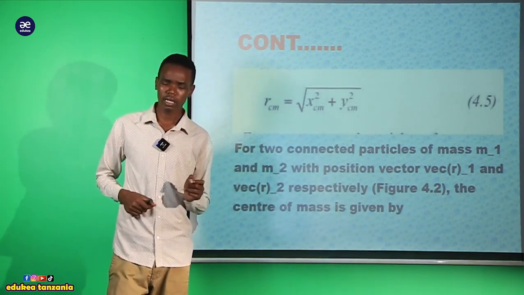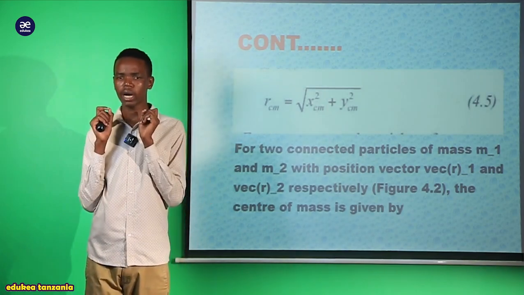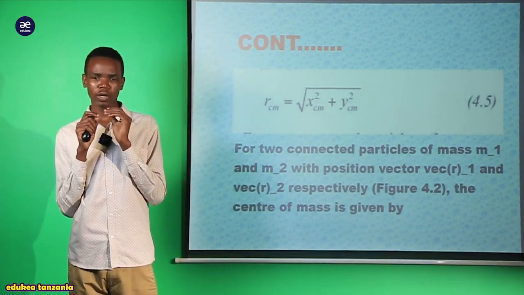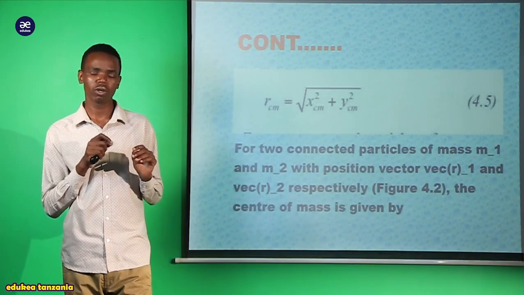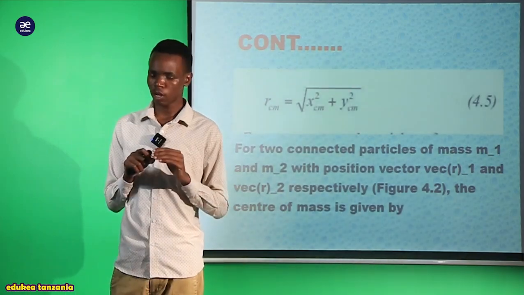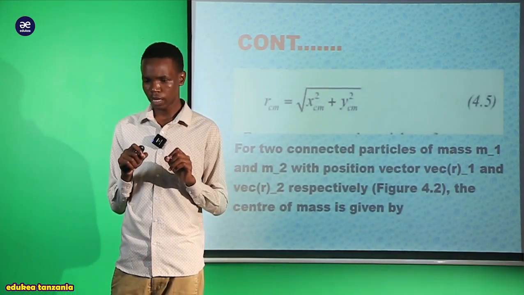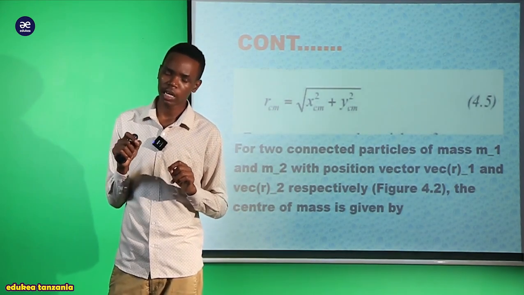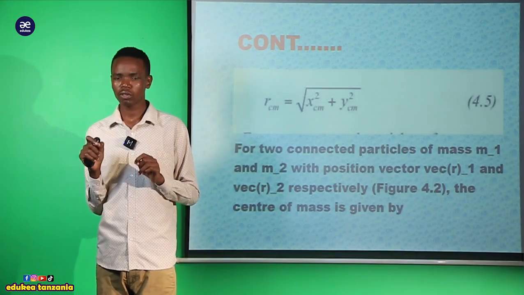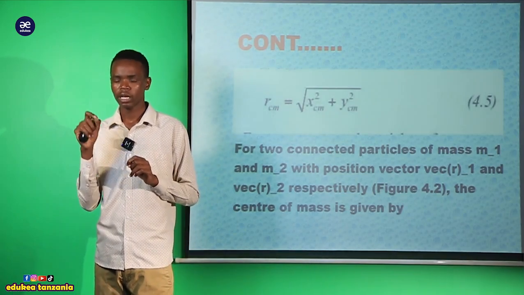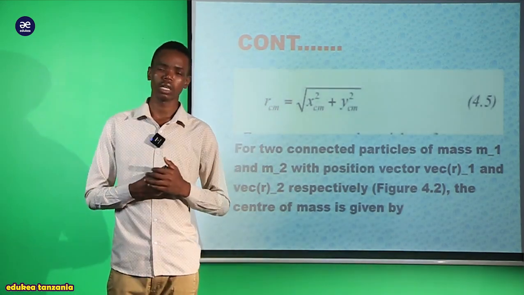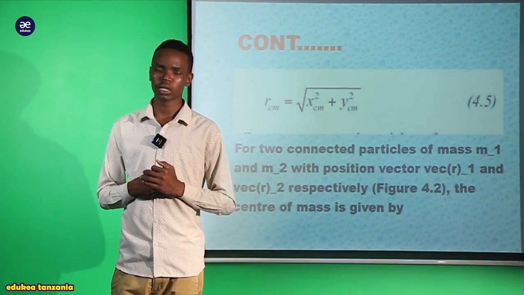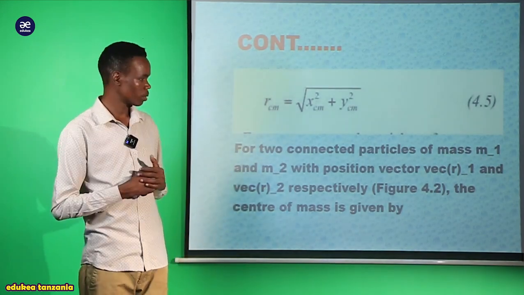So the distance to the center of mass, if we have two dimensions, must be equal to the radical of the x coordinate of the center of mass squared, then we add the y coordinate of the center of mass squared. This should be equation number 5 on our topic number 4, as we tried to observe here.